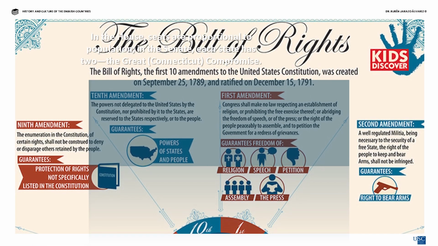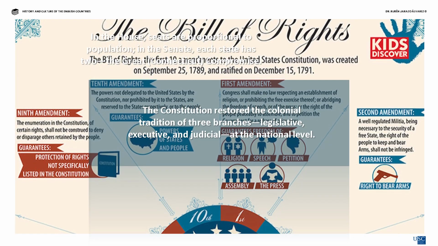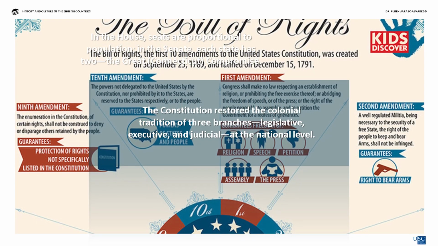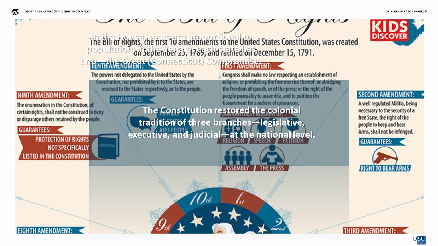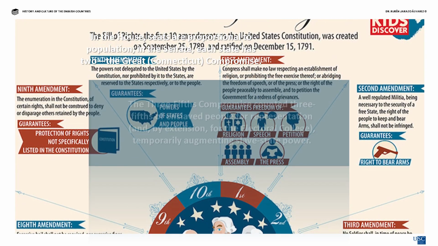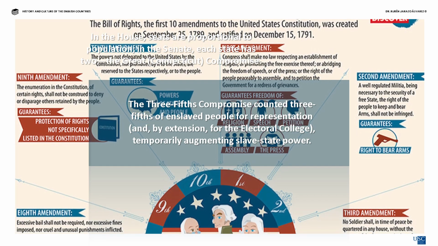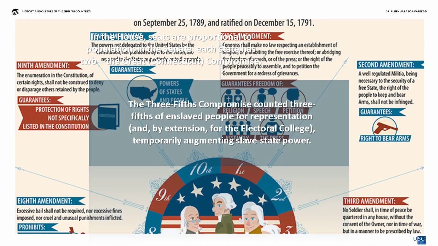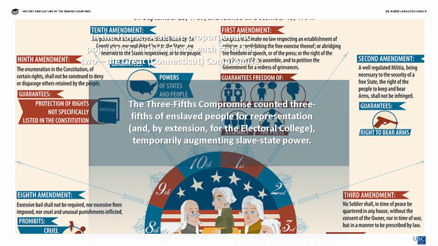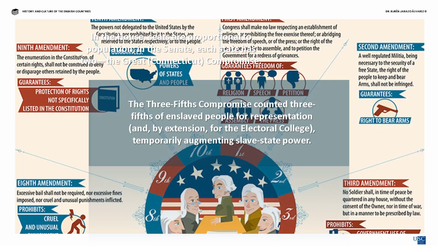What changed when the Constitution replaced the Articles of Confederation? The Constitution restored the colonial tradition of 3 branches, legislative, executive, and judicial, at the national level. In the House, seats are proportional to population. In the Senate, each state has 2, the Great or Connecticut Compromise. The 3/5 Compromise counted 3/5 of enslaved people for representation, and by extension for the Electoral College, temporarily augmenting slave state power.